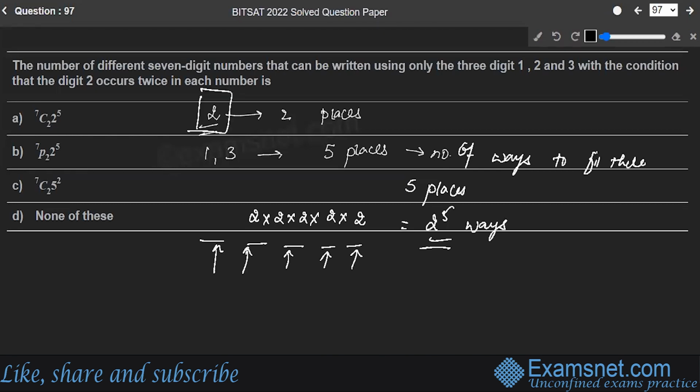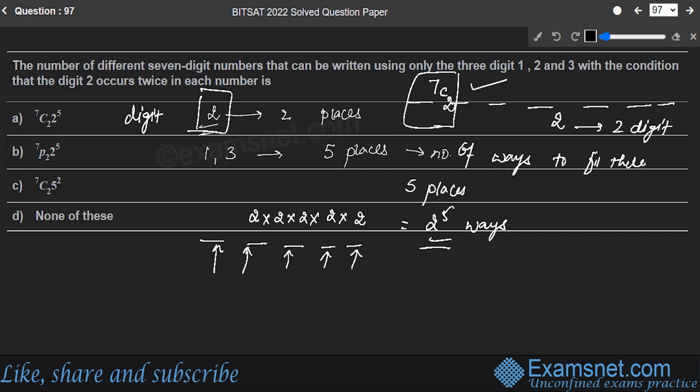And for digit 2, there are 7 places, 1, 2, 3, 4, 5, 6, 7. So these 7 places can be filled up by 2 digits, right? There are 2 digits. Okay, so this can be filled up in 7C2 ways. Total ways will be given by 7C2 into 2 power 5. That is option A. So this is the right answer to the question.